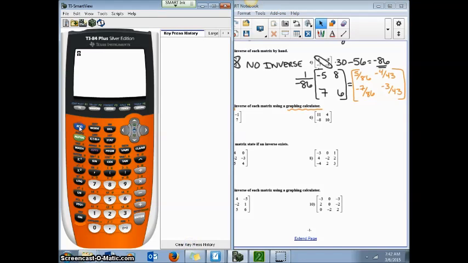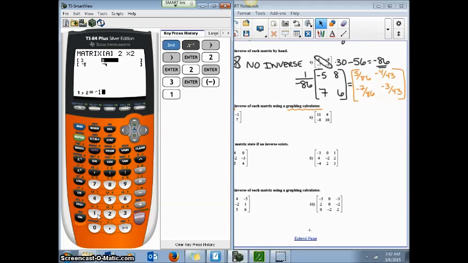So there again, second matrix, go over to edit, hit enter for A, and A is a 2 by 2, which is nice because it has to be a square matrix in order to have a determinant. So in order to have an inverse, it also has to be a square matrix. So 3, -1, -1, and 7. Okay, so get out of that.